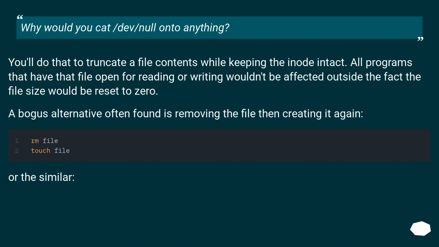Why would you cat /dev/null onto anything? You'll do that to truncate a file's contents while keeping the inode intact. All programs that have that file open for reading or writing wouldn't be affected outside the fact the file size would be reset to 0. A bogus alternative often found is removing the file then creating it again. Or the similar.